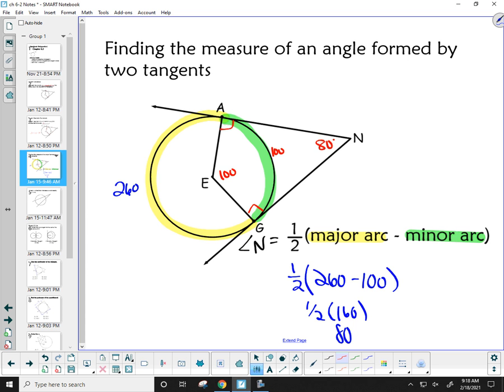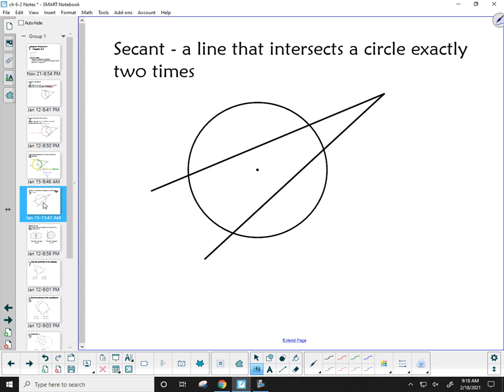I just want to show you some vocab here, just in case we don't do this a whole lot. Secant is another term you may come across. A secant is a line that intersects a circle in two places. So a tangent intersects one time, the secant intersects twice.